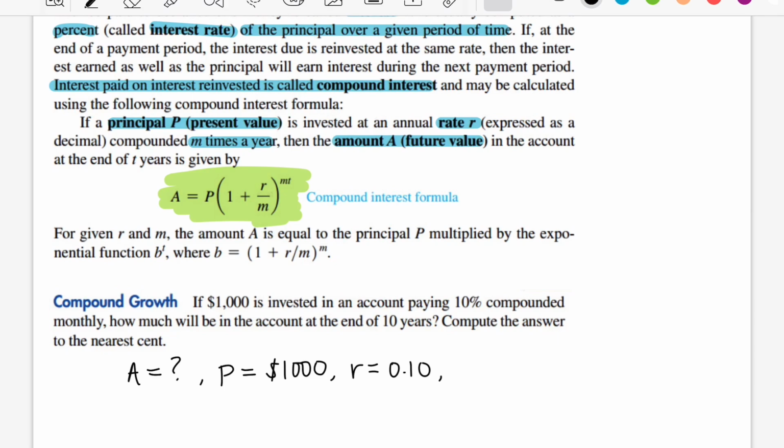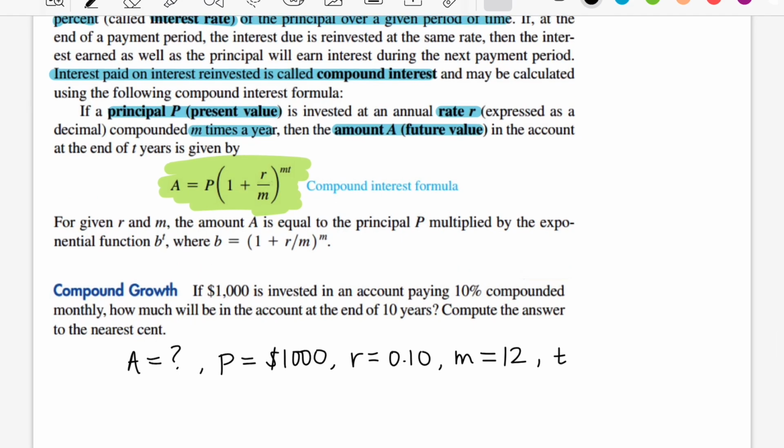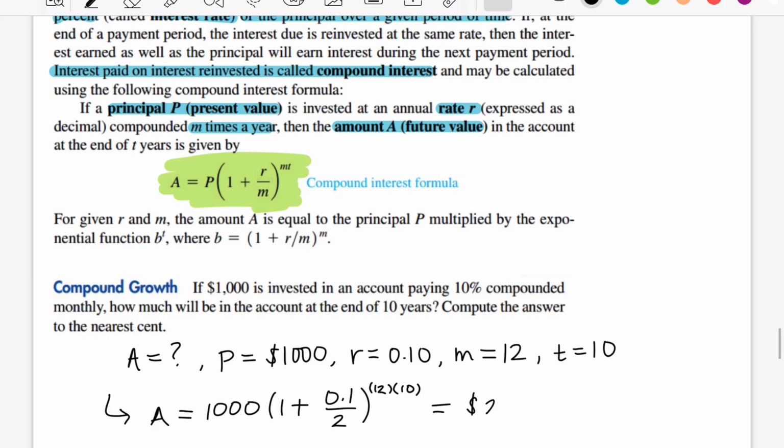And then we know that this is being compounded monthly, so M is going to be 12 because there's 12 months in 1 year. And we want to figure out how much will be in the account after 10 years, so T is equal to 10. So plugging this into our formula above, plugging everything in, and then we plug this into our calculator, and we get, there will be $2,707.24 in our account at the end of 10 years.